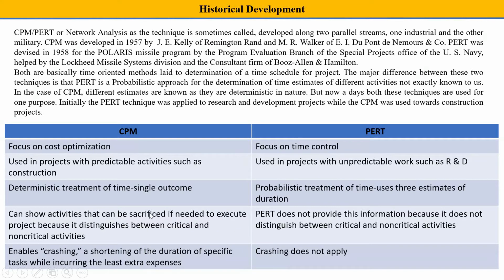CPM can show activities that can be sacrificed if needed to execute the project because it distinguishes between critical and non-critical activities. That means we can eliminate some of the activities if we have to complete our project in time, and that is how we will know which is the critical activity that we have to do and which are the non-critical activities. PERT does not provide this information because it does not distinguish between critical and non-critical activities. In CPM there is crashing, or shortening of the duration of a project while incurring the least extra expenses, while in PERT crashing does not apply.